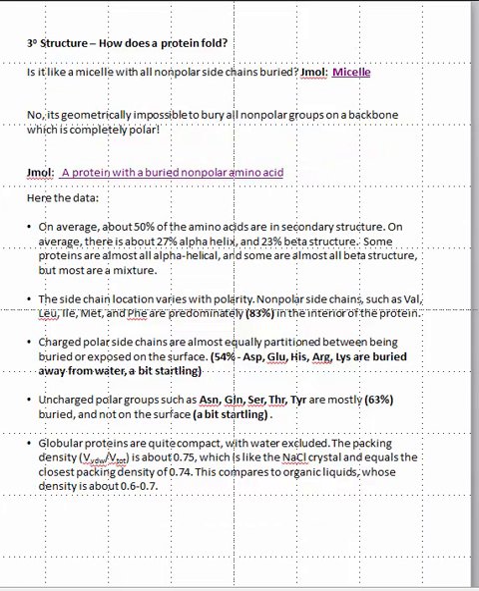Finally, let's examine the question of how proteins fold. It's complicated.